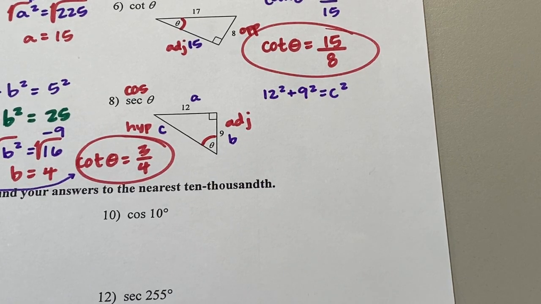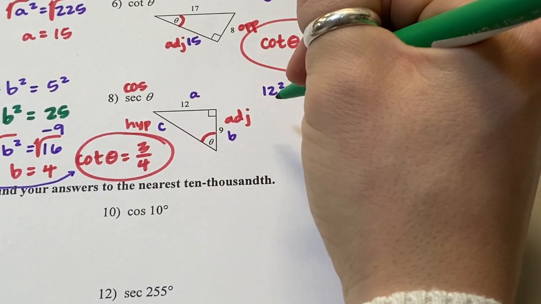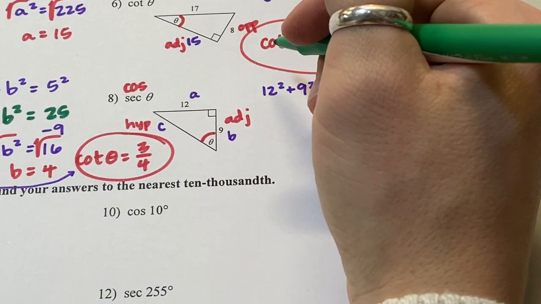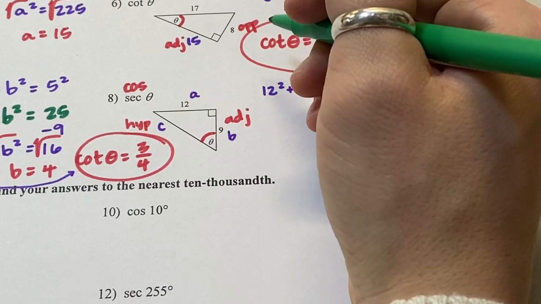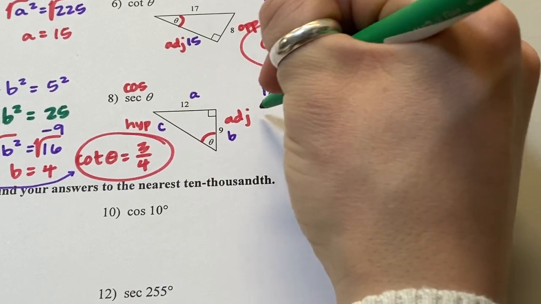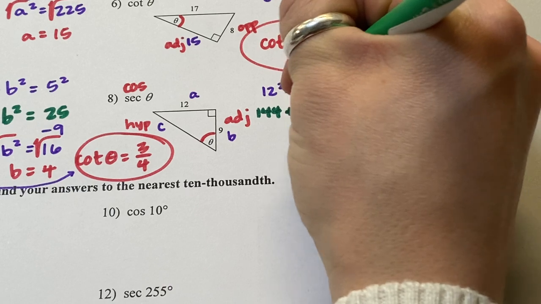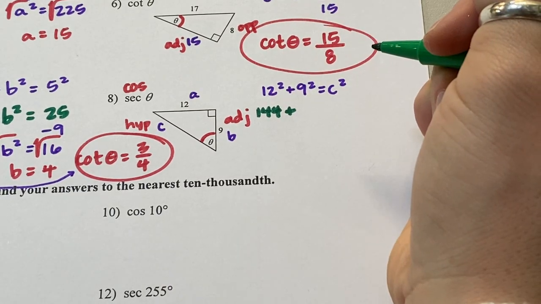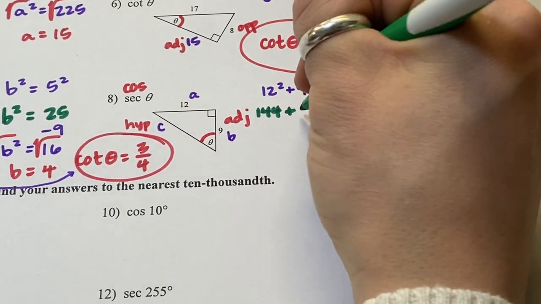12 squared. What's 12 times 12? 144. Thank you. What about 9 times 9? 9 squared. 81.